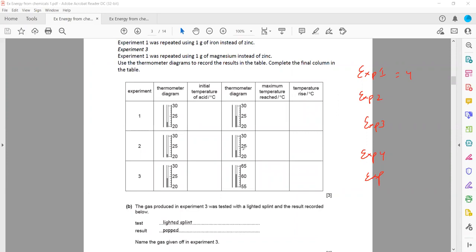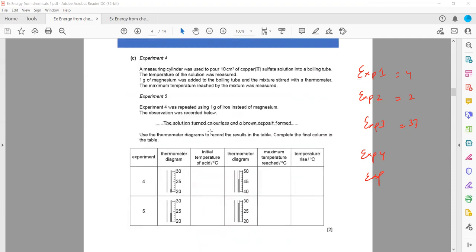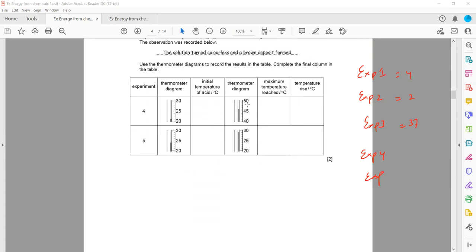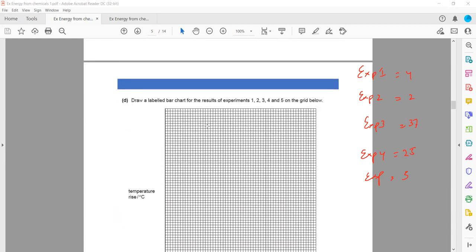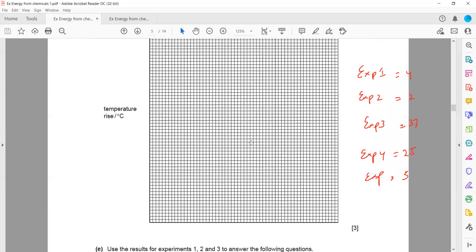What about experiment 2? It was 23 minus 21, so that was 2. Experiment 3 was 37. Then experiments 4 and 5 are on the next table. 46 minus 21, that was 25. And this was 29 minus 24, that is 5. So these are the experiments. We have to draw a bar chart to show our result.